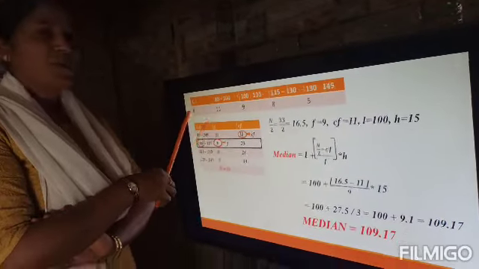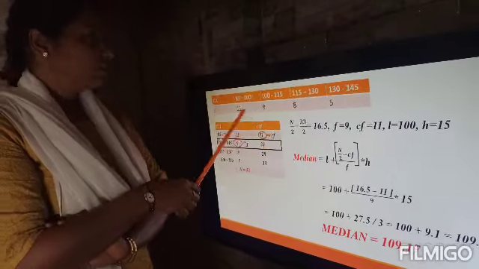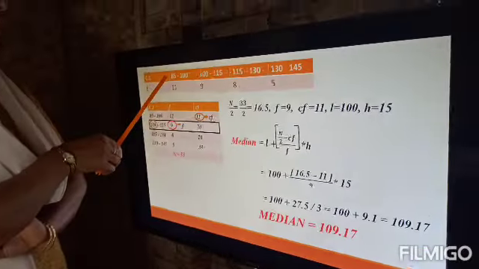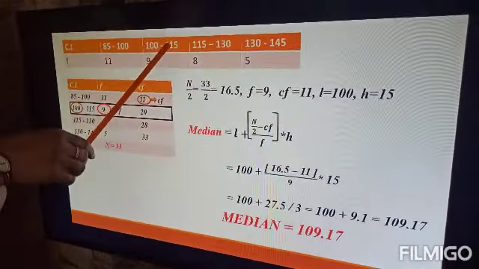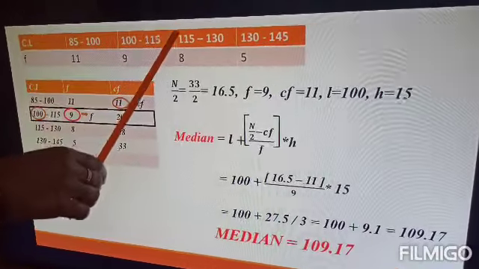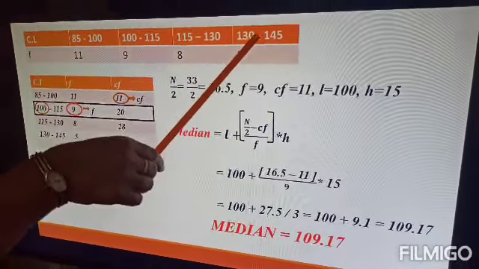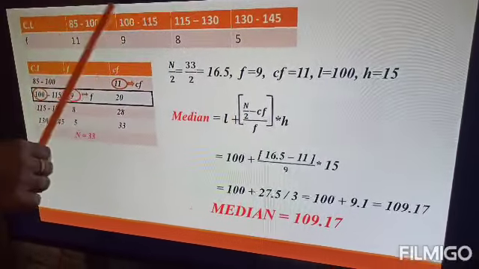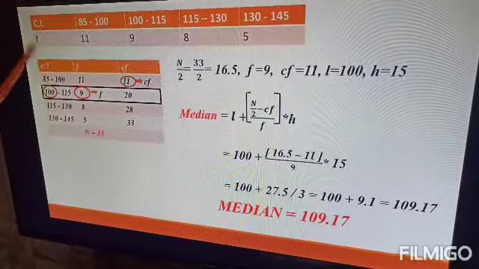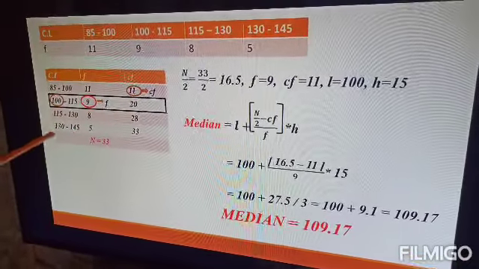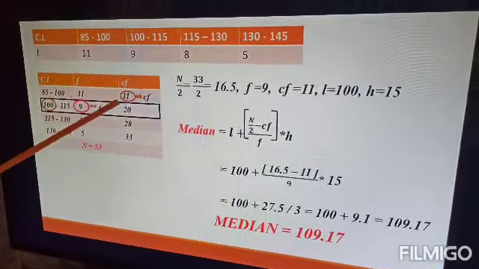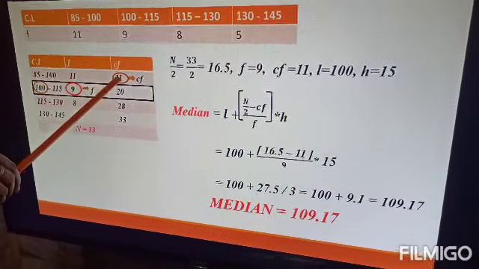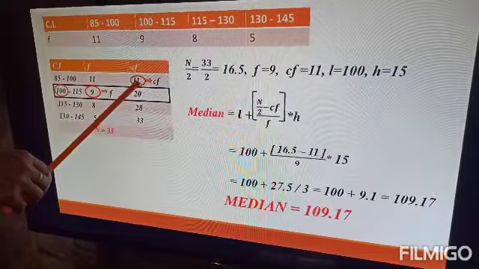Students, now we will do one more sum for median. The given distribution table has class intervals 85 to 100, 100 to 115, 115 to 130, 130 to 145, with frequencies 11, 9, 8, 5. By this question, we make a two-column table of class interval and frequencies. Then the third column we calculate from the frequencies column. First frequency we keep as it is: 11.